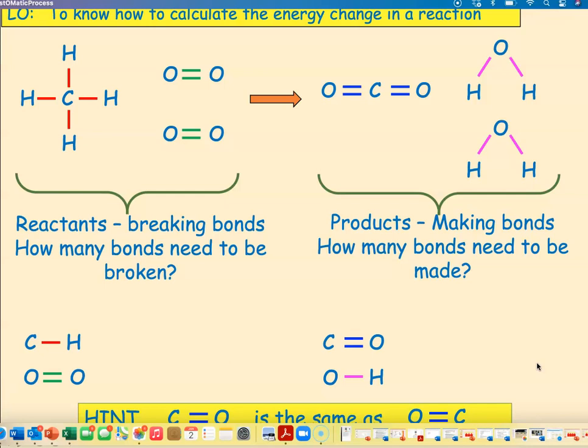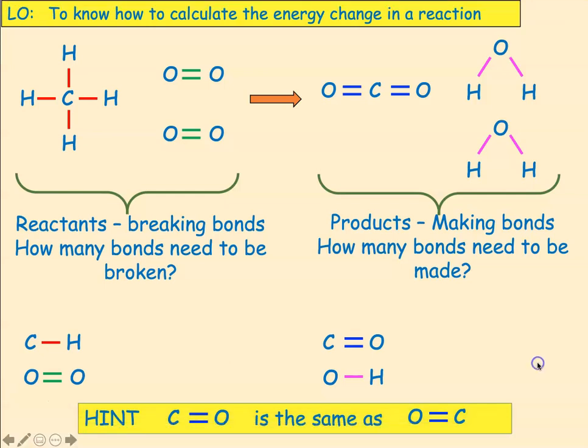Okay, so if we look at methane, there are 4 CH bonds. It doesn't matter if it says HC or CH, it's still a CH bond. And there are 2 O=O bonds.